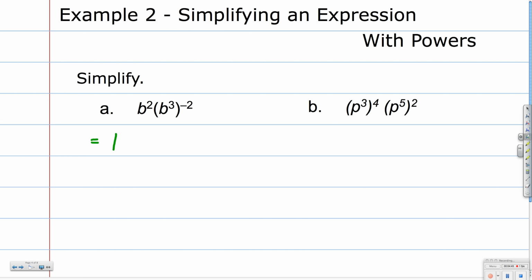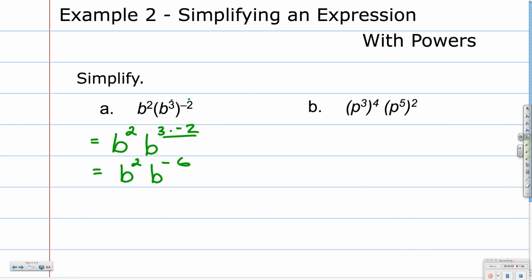Since we're not doing anything with that b squared, we'll just bring it down for now. And when I rewrite this b to the 3rd to the negative 2 power, we'll rewrite that using the power of a power property, which will tell us to write it as b to the 3 times negative 2. Next, we do this multiplication right here. Since we're not doing anything with the b squared yet, we bring it down. And b to the 3 times negative 2 power gives us b to the negative 6 power.